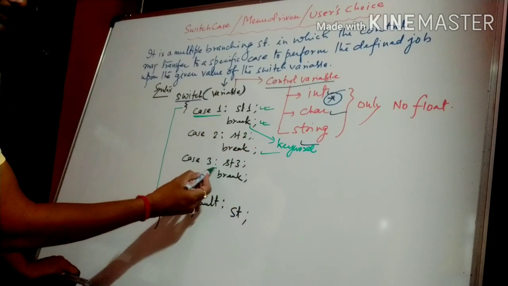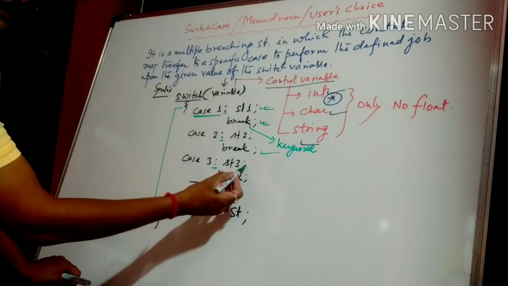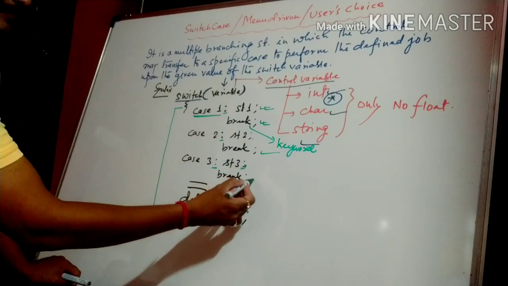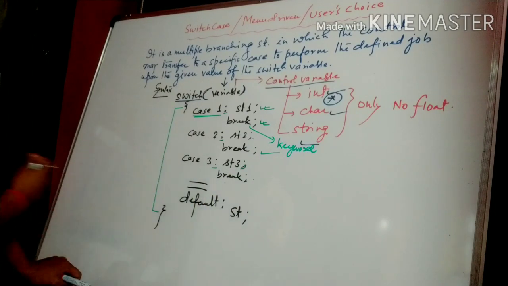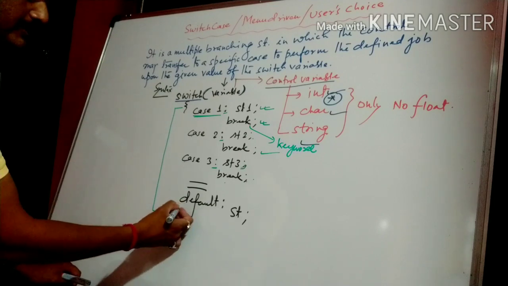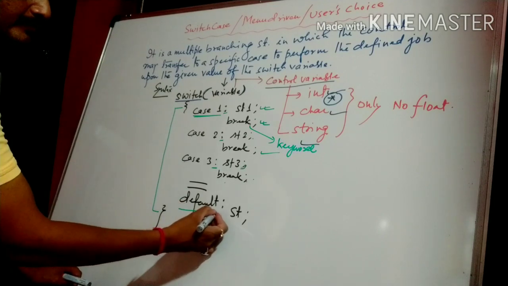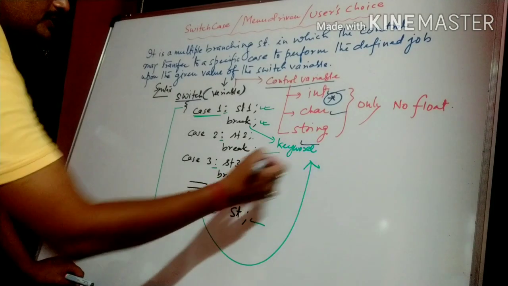Case 3, colon, then statement 3, semicolon, break. Like that, you can write so many cases, depending on the program. And at last you have to write default, colon, and statement. This default is also a keyword.